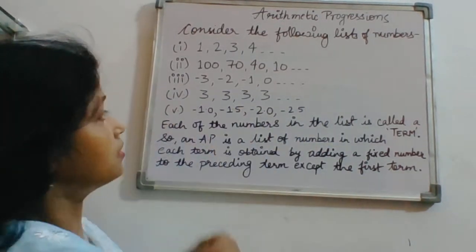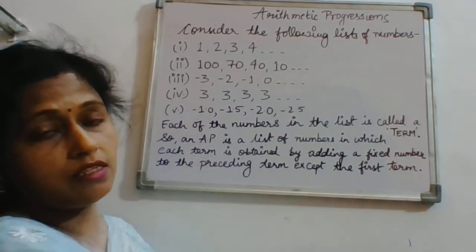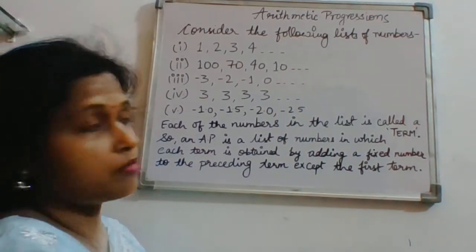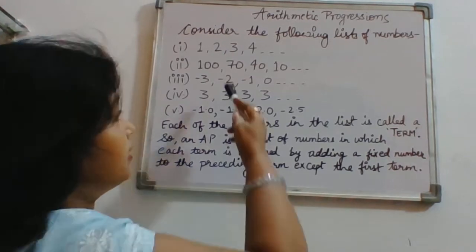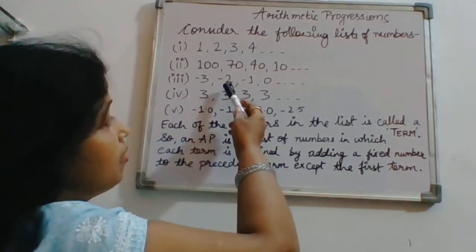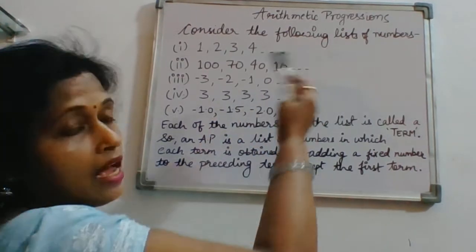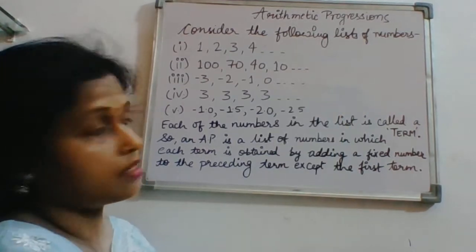Similarly, now see the third one: minus 3, minus 2, minus 1, 0. You can see the pattern here, and you can tell the next number. In minus 3, if you add plus 1, you will get minus 2. Now, in minus 2, if you add plus 1, you will get minus 1. And so you can proceed and you can find infinite numbers here.